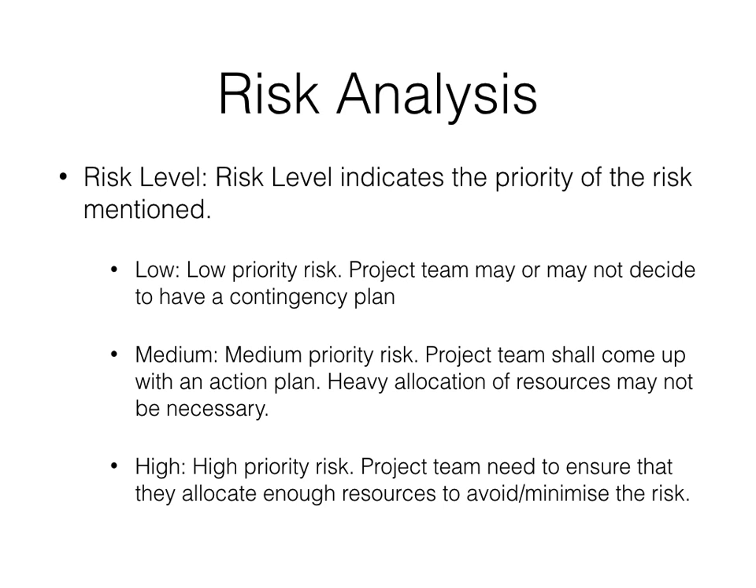A medium risk is a medium priority risk, and the project team shall come up with an action plan. Heavy allocation of resources may not be necessary for a medium risk. For a high priority risk, the project team needs to ensure that they allocate enough resources to avoid or minimize the risk. Maybe we can reduce the high priority risks to low priority risks if we allocate enough resources.